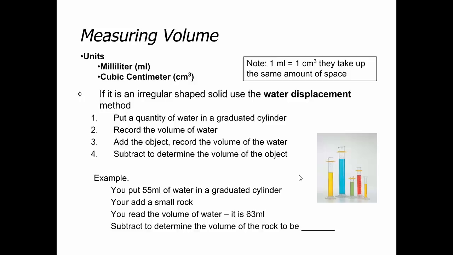Now, a couple things. You do have to be careful. You can't just put a tiny amount of water in. It has to be enough water that the object will be submerged. You also can't put too much water in so that the water level goes above the markings. So you have to have an in-between amount of water, and that's how we measure it. So for example, if I put 55 milliliters of water in a graduated cylinder, I add a small rock, I read the volume of water, it's now 63, I subtract, and that tells me the rock's volume is 8 milliliters, or 8 cubic centimeters.